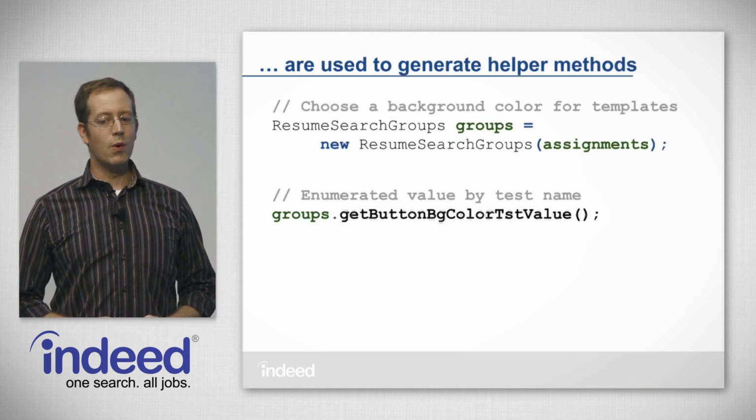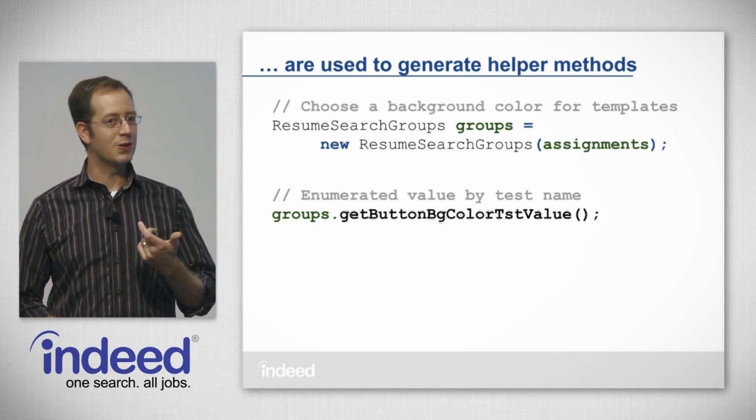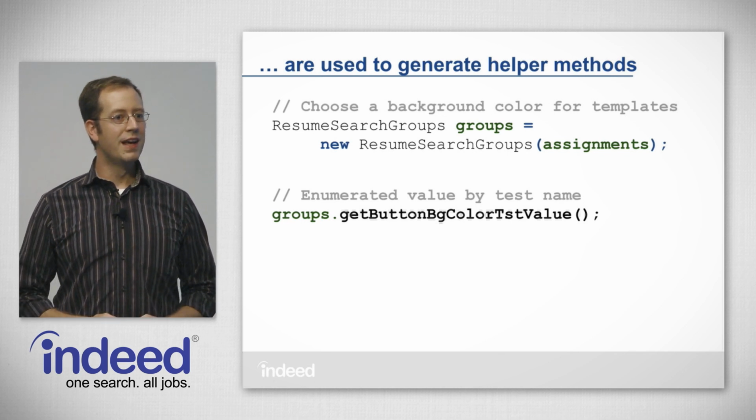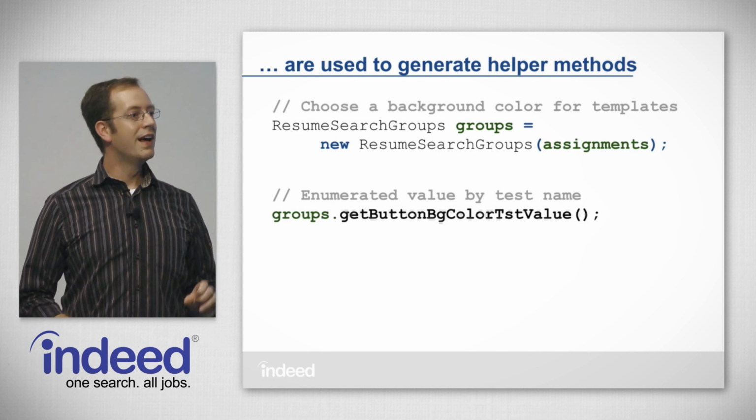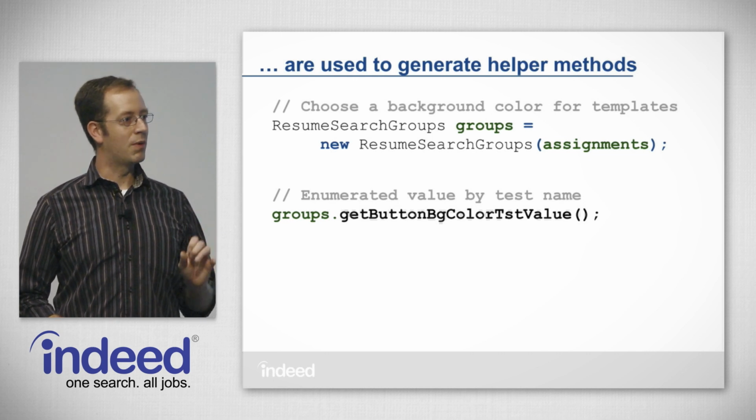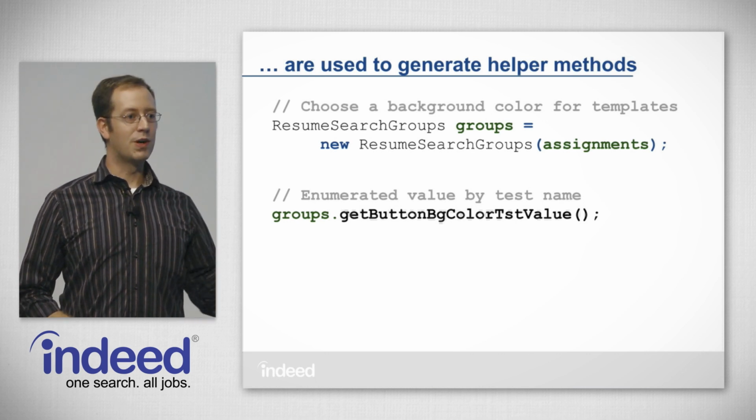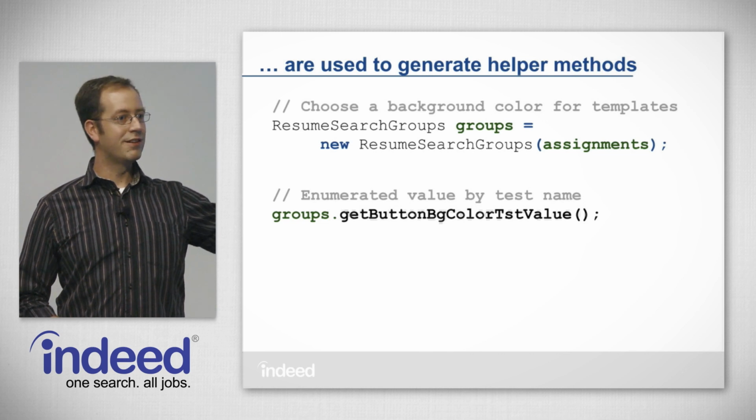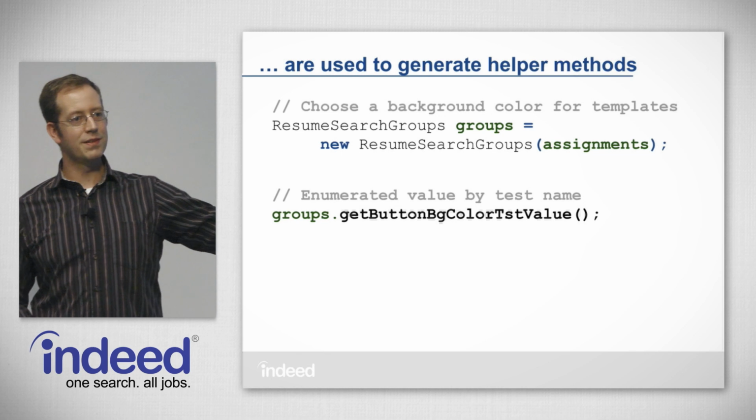We use those in order to generate a helper group. For instance, for the resume search project, we just called it resume search groups. That class, you feed it the Proctor result, and it just has a bunch of helper methods generated from your test specification that know about every test that runs. So you can just say, with auto-completable code, give me the test result, give me the bucket for this. Get the button BG color test value. Gives me the ID of the bucket for the button BG color test.